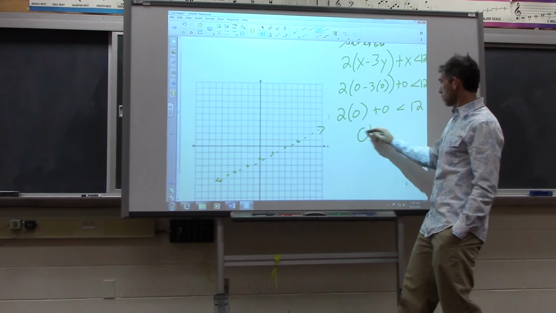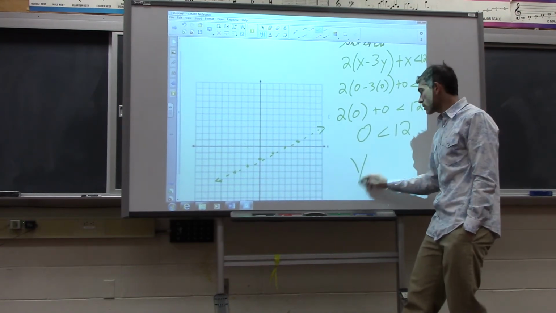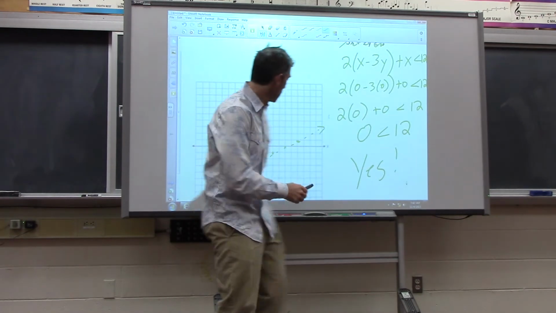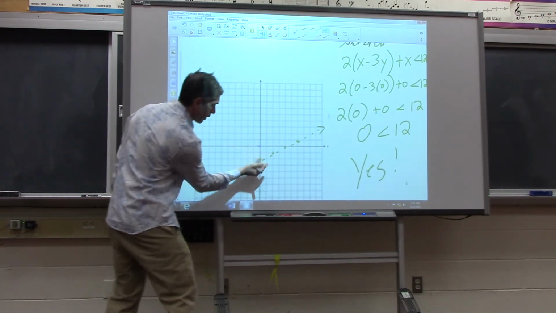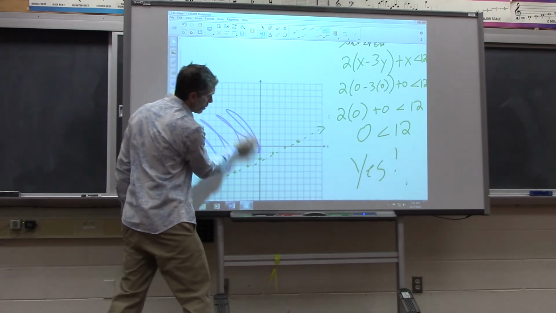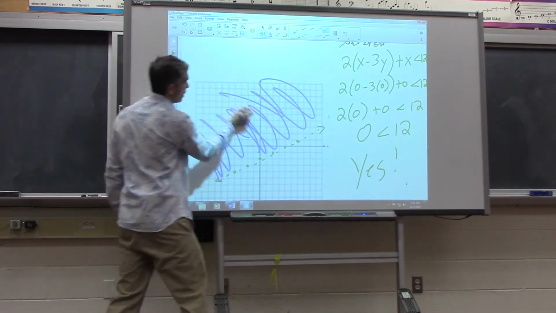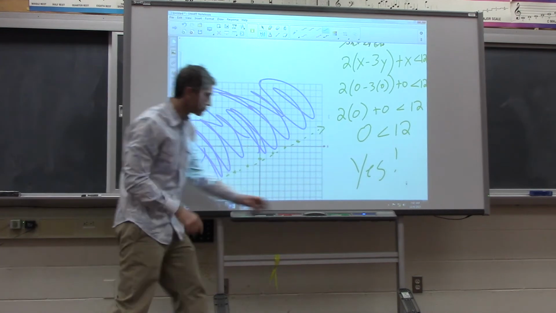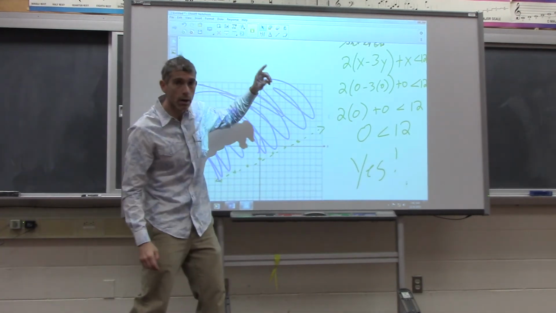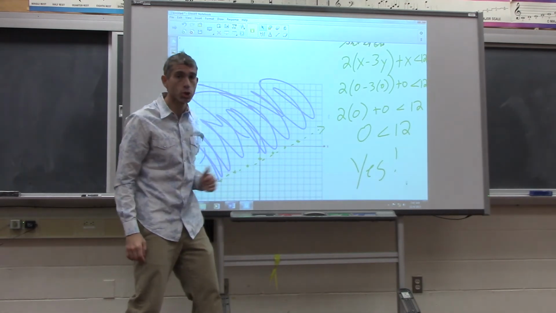Okay, so I'm getting 0 is less than 12. Yes, it is true this time. 0 is less than 12, and since 0, 0 is up above the line, I'm going to shade everything above the line. Again, what that's communicating is everything that just got shaded would make the original inequality true.